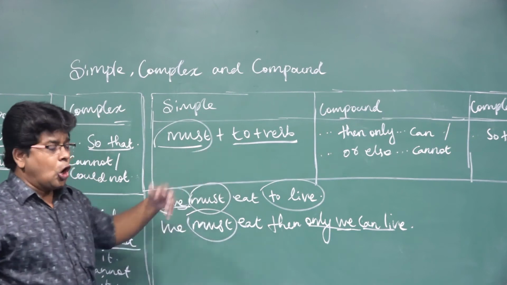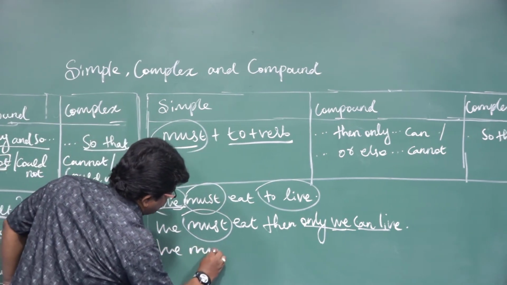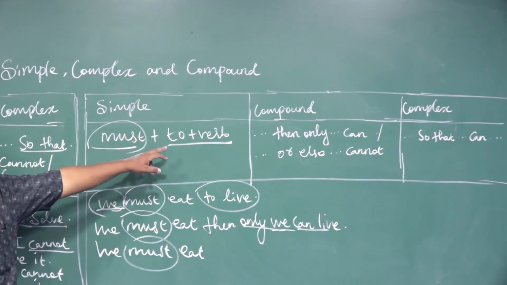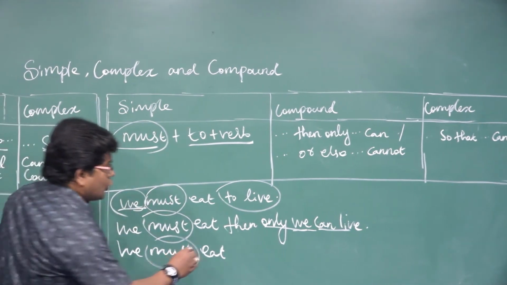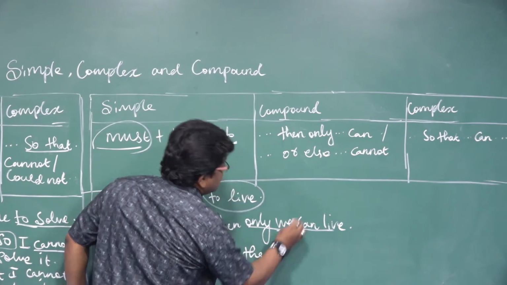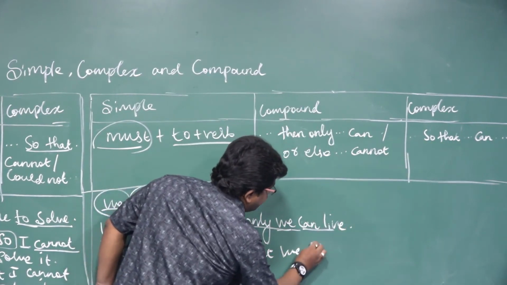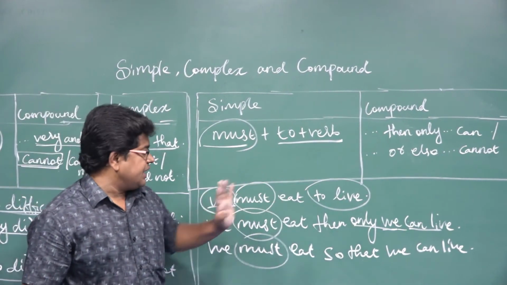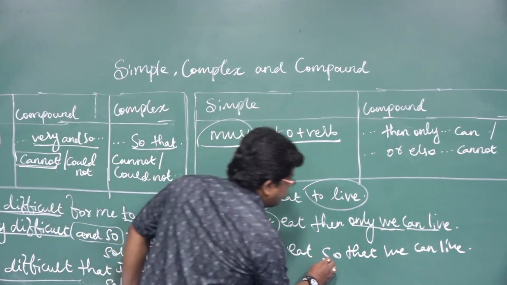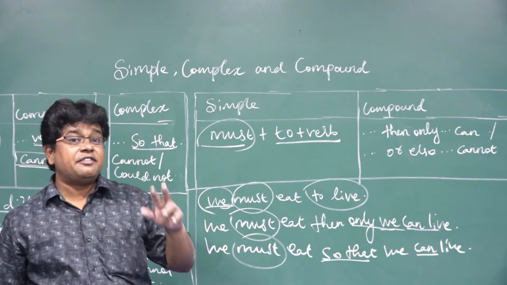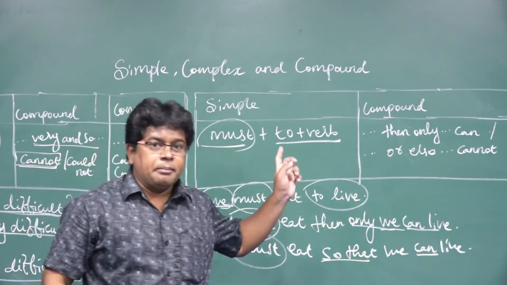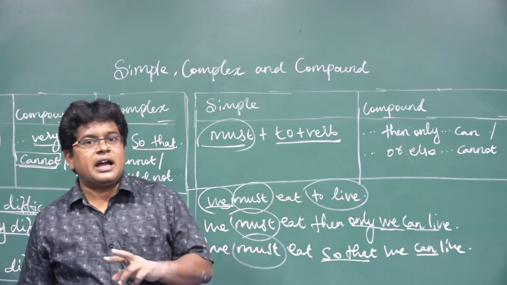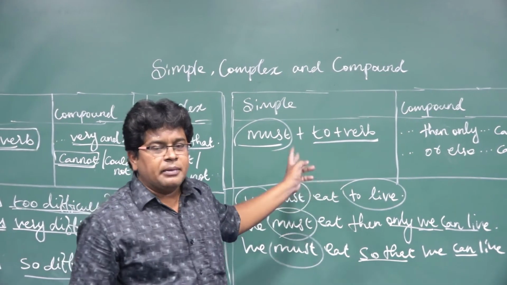Now, while we are changing into complex sentence, we must eat. So, you should not change must. That is must plus 2 plus verb model. We must eat so that we can live. See, we must eat to live. We must eat, then only we can live. We must eat so that we can live. So, do you understand the difference between the 2-2 model and the must plus 2 model? Already we have discussed if and unless. Now, we have discussed 2 plus 2 and must plus 2.